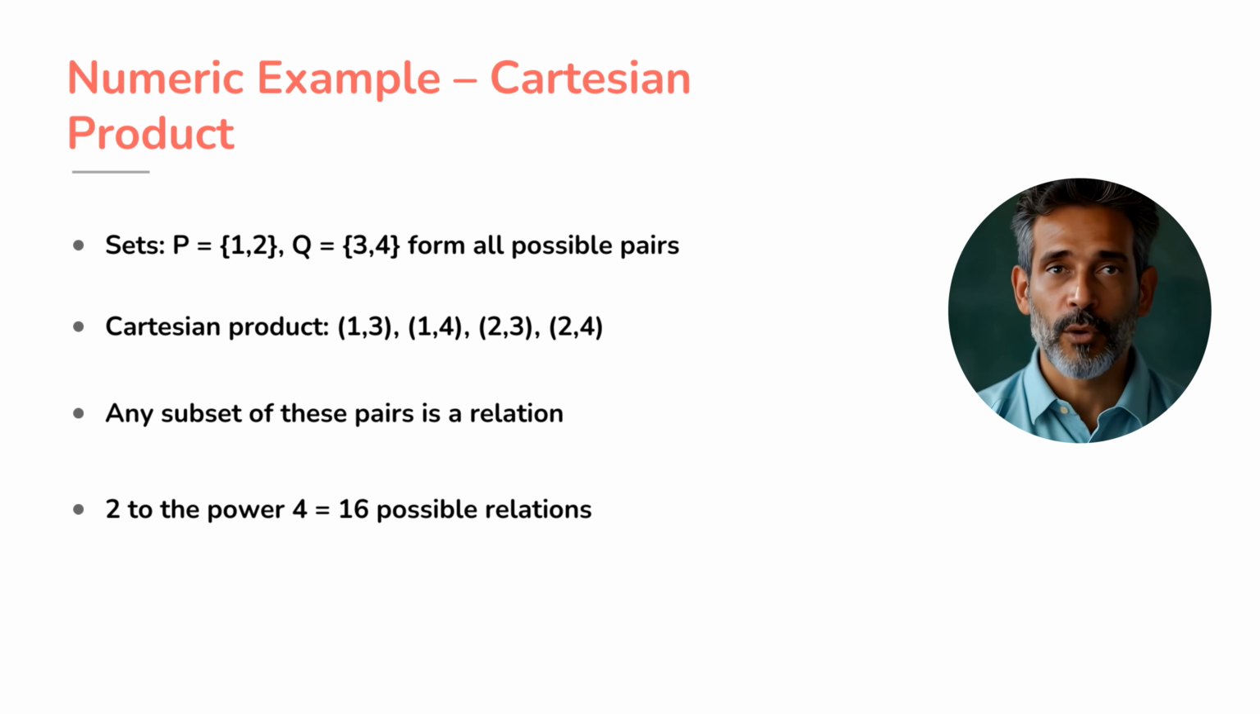Any combination or subset of these pairs forms a different relation. So how many relations could you possibly define between P and Q? It's 2 raised to the power of 4, spelled out, 2 to the power 4 equals 16. That means there are 16 different relations you could create from these two sets. Pretty amazing how much variety can come from just a few elements.